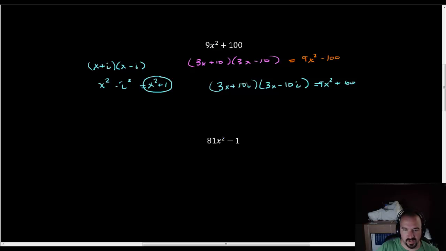Now we can go ahead and attempt to factor this. Well, 81 is a perfect square. 1 itself is a perfect square. It is its own square. So this is going to become 9x plus 1 and 9x minus 1.